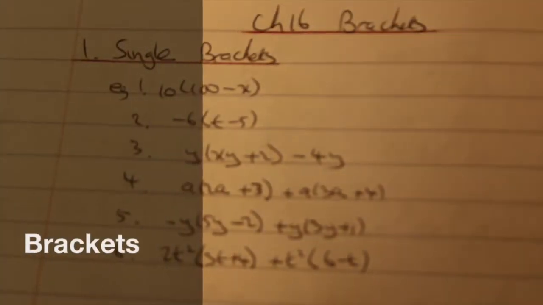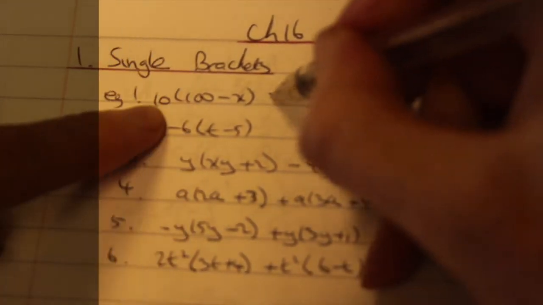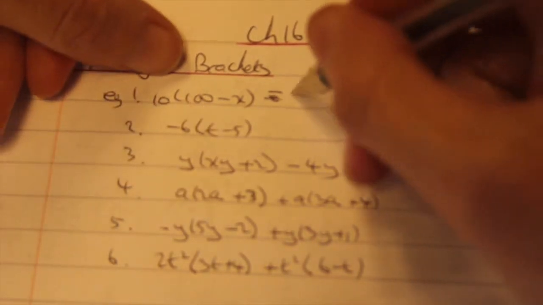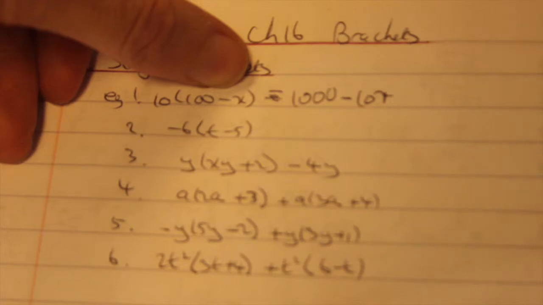Going to have a look at brackets now. So the first type are single brackets, where you multiply what is inside the bracket by what is outside. So I'm going to multiply this all by 10. 10 times 100 is 1,000, minus 10 times x is just 10x.